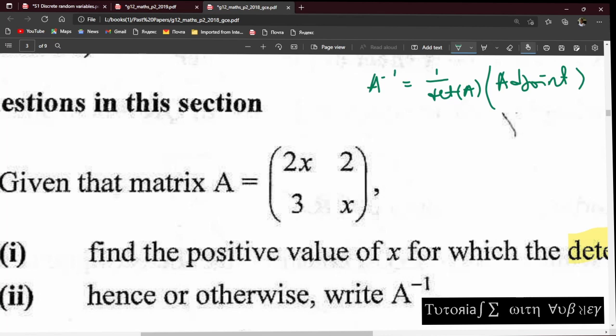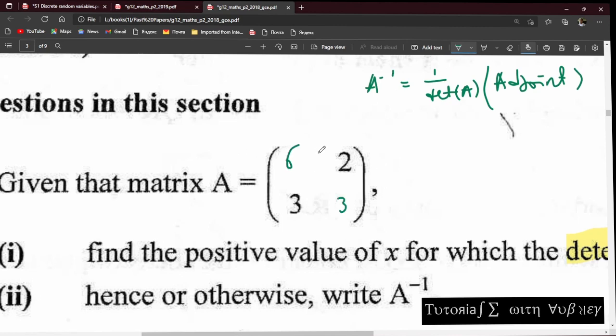We are going to go back to it. What we are going to do is replace back our terms. We know that x is 3, so here we put 3, and 3 times 2 will be 6. So now this is our matrix A.